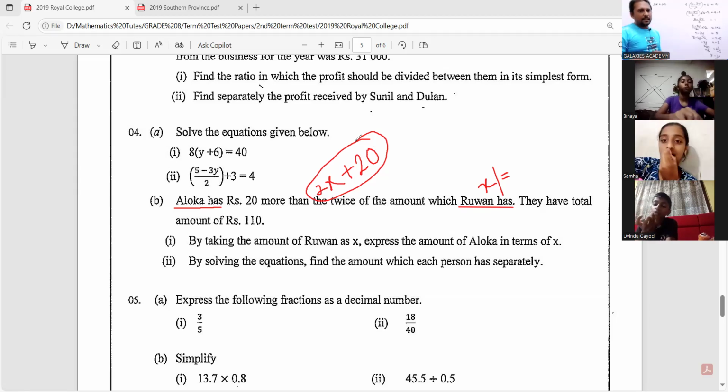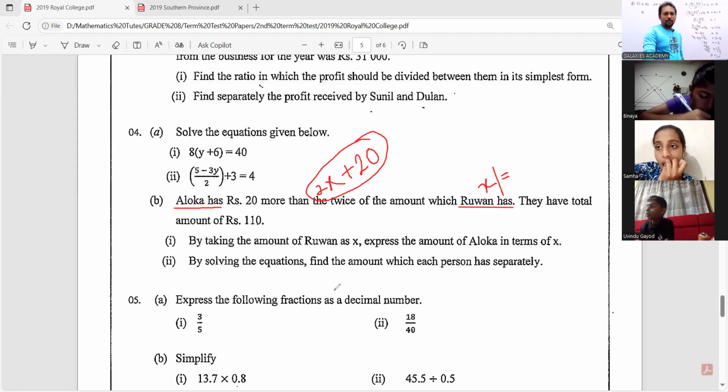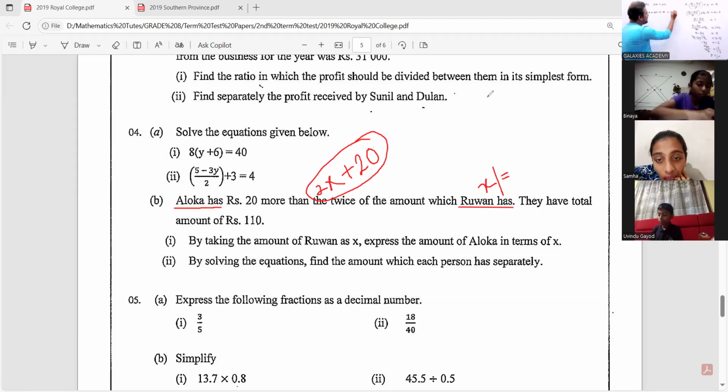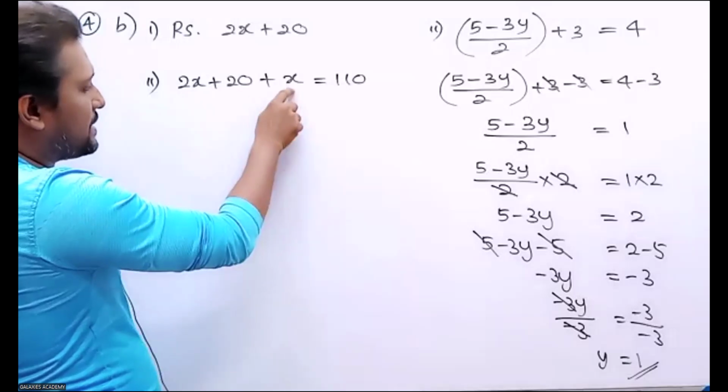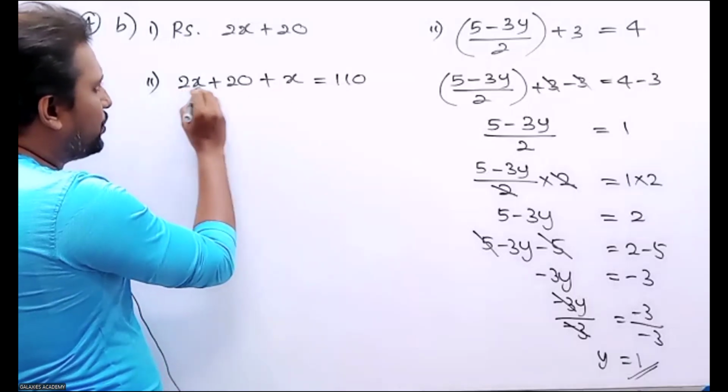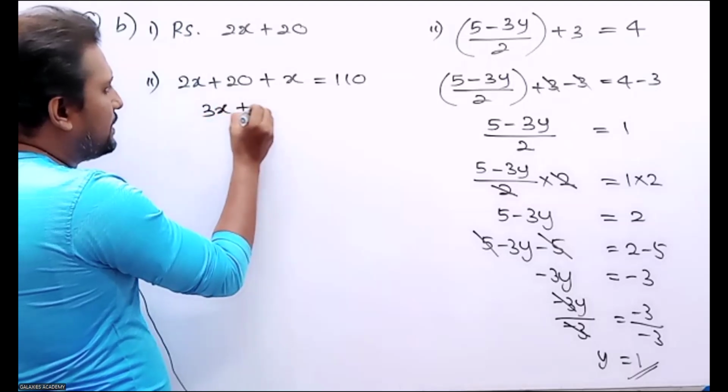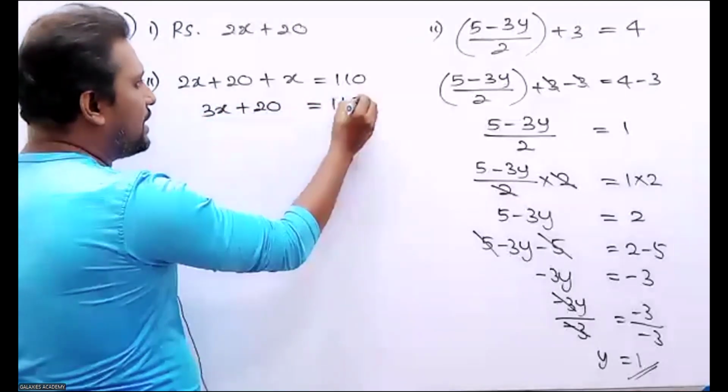Then the second part given, by solving the equations, find the amount which each person has separately. Right, then these two additions should be 110, no? So I can write a simple equation: 2x plus 20 plus x equal 110. It is a simple equation. Then you can solve this equation. 2x plus x, like terms you can simplify. 2x plus x, 3x. 3x plus 20 equal 110.